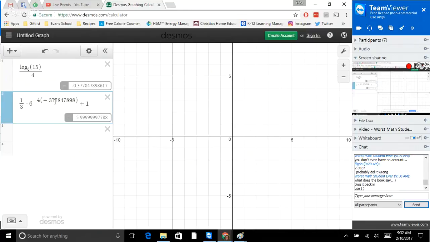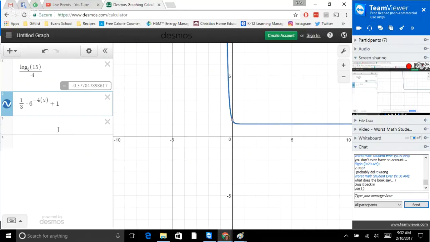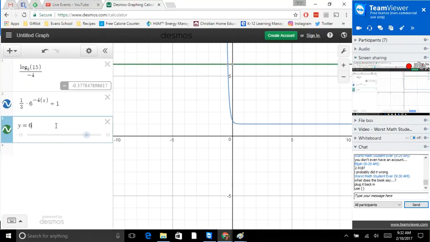I didn't even think of that. Thank you. Another option would be to graph it, right? I could say, this is my x that I was trying to find. And I am trying to find, when does it equal 6? And that is right here at negative 0.378.